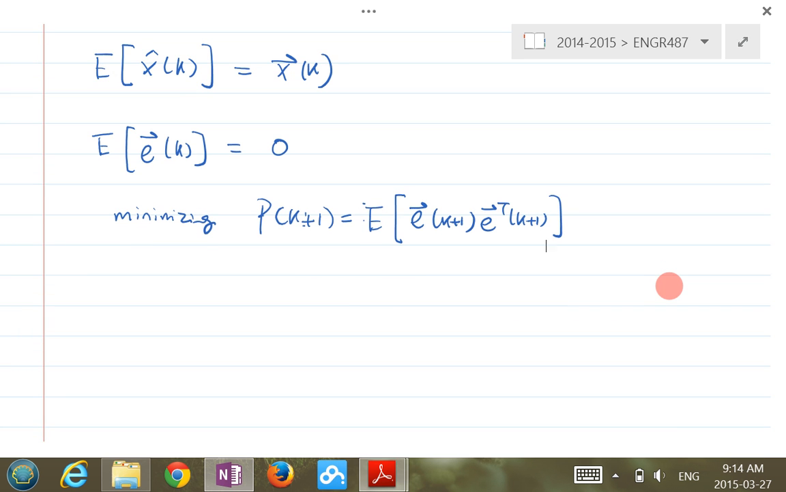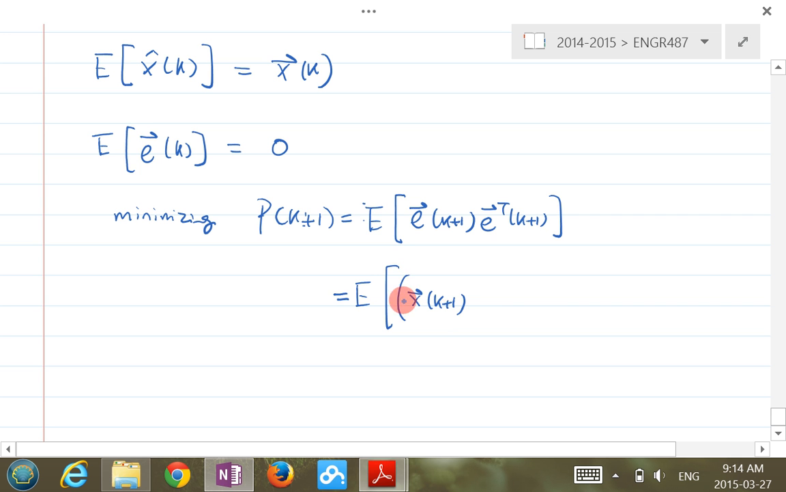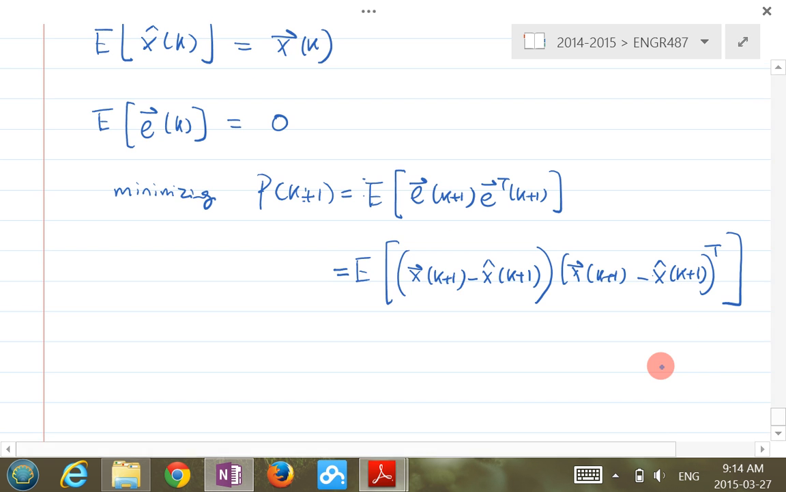So let's rewrite this one here. What is the E? E is the difference between the actual state variable and the estimated state variable. That's your error. Now we do have x of k plus 1. That's your original state equation.